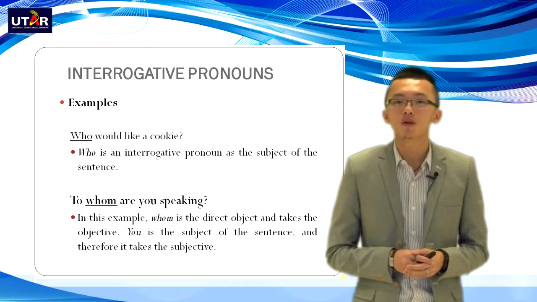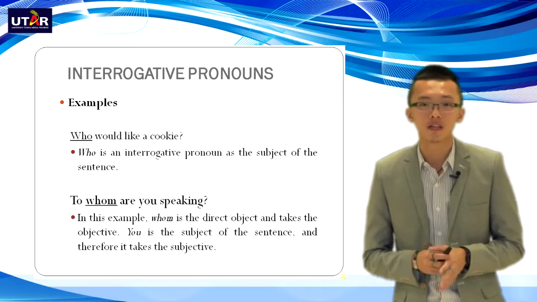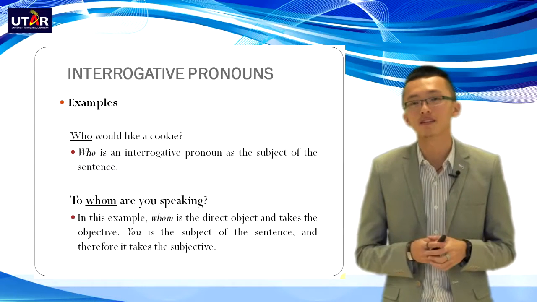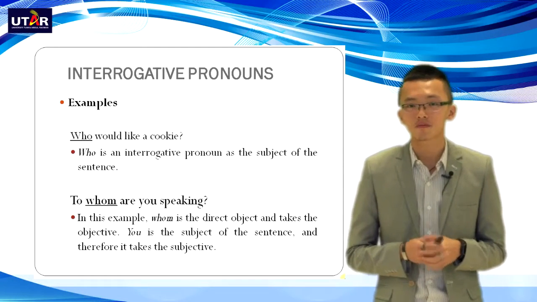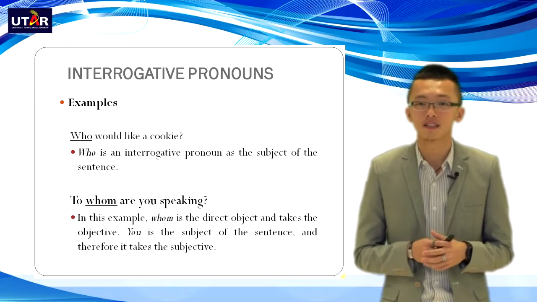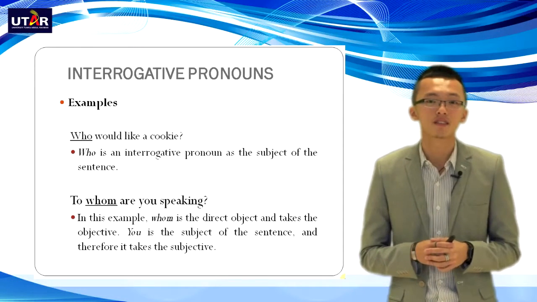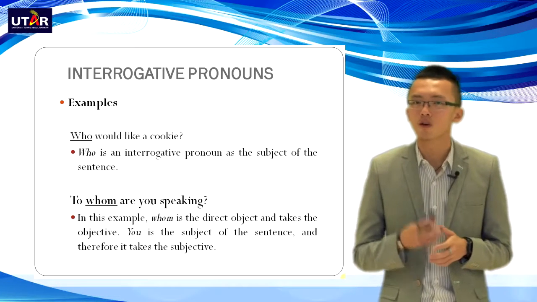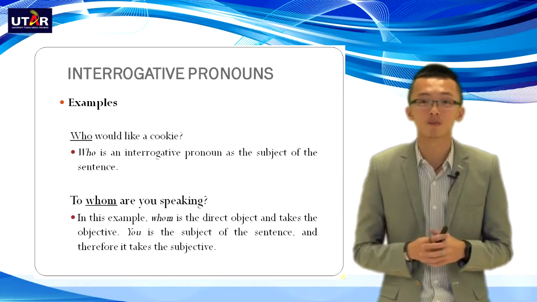The second example, to whom are you speaking? In this example, whom is the direct object and takes the objective. You is the subject of the sentence, and therefore it takes the subjective, creating a sentence asking whom the subject was speaking to.